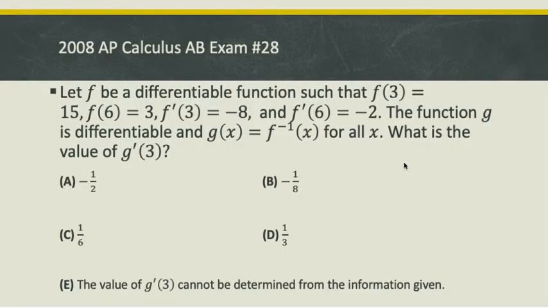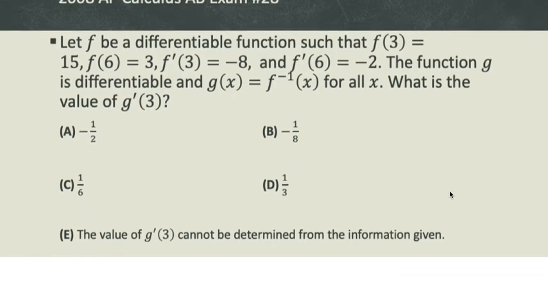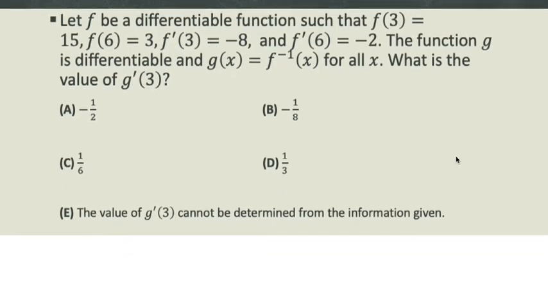So in 2008, this question was on the AP Calc exam. It was number 28. Not that that matters, but this is the type of problem that you can expect to see. Let f be a differentiable function such that f of 3 equals 15, f of 6 equals 3, f prime of 3 equals negative 8, and f prime of 6 equals negative 2. The function g is differentiable, and we're told right here g of x is the inverse of f of x. What is the value of g prime of 3?